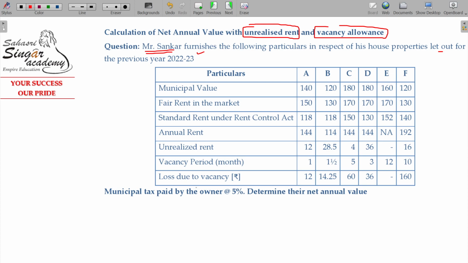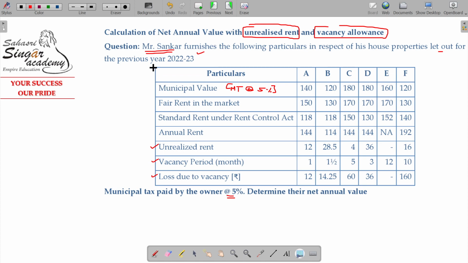Municipal tax paid by the owner is at the rate of 5%. So, very simple, municipal tax at the rate of 5% on this. We have been given unrealized rent as well as vacancy period and loss due to vacancy. Let's now try this.